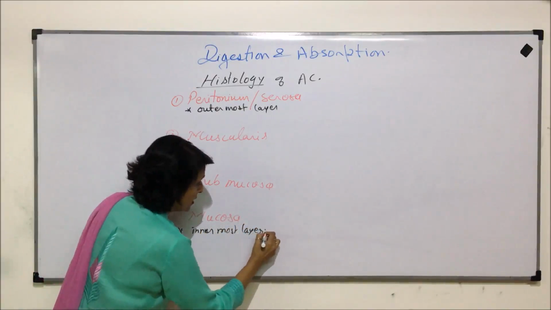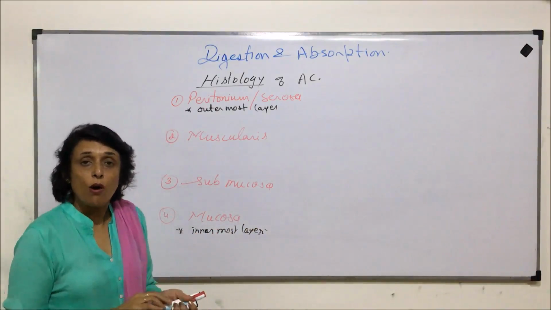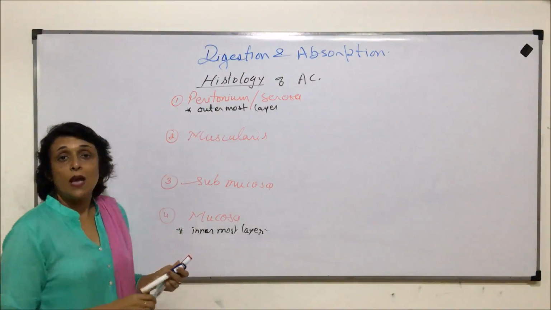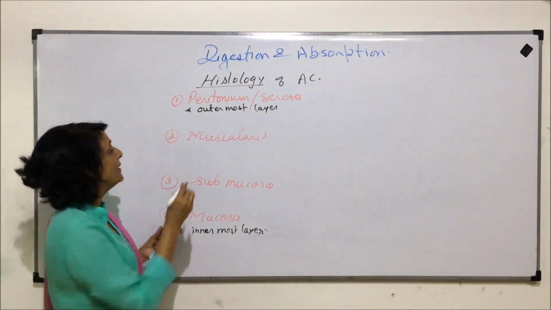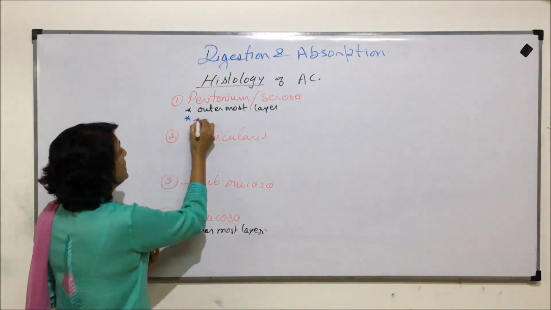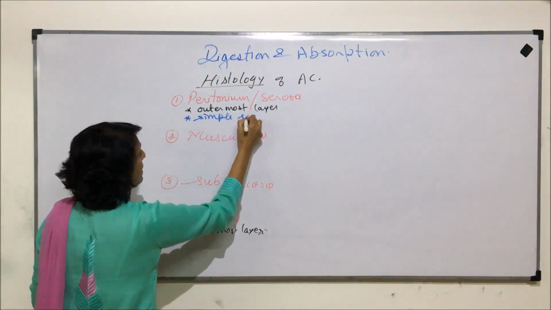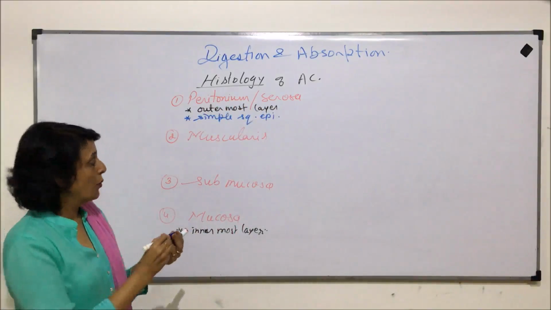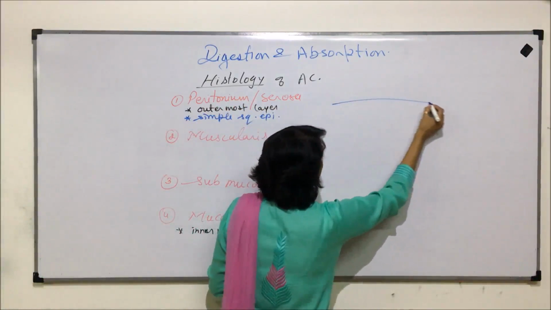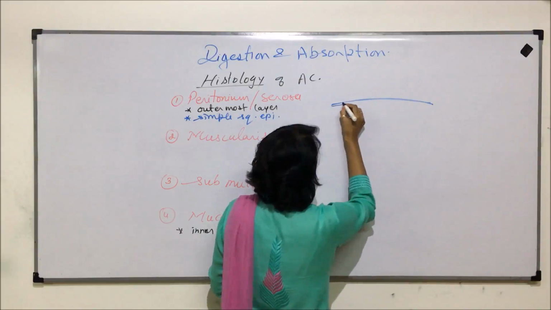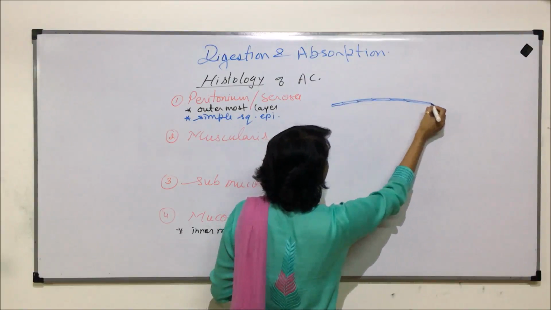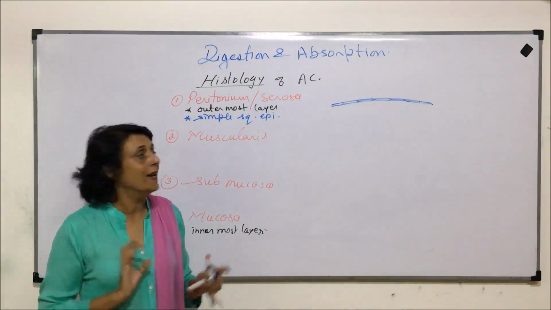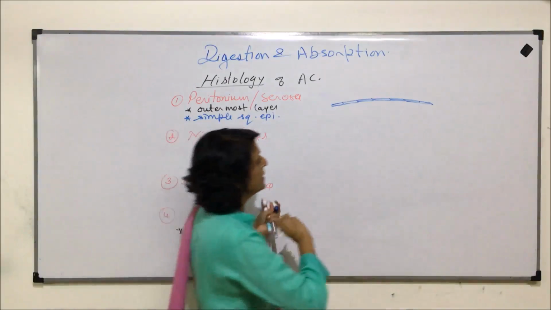Now let us understand what these layers are made up of so that it is easier for us to draw those structures. Serosa or peritoneum is an epithelial layer. It is made up of simple squamous epithelium. So if we have to draw this, the epithelium layer would be squamous cells, flat cells, and simple epithelium, that means a single layer of cells, not multi-layer. So this is the outermost layer, that is serosa.